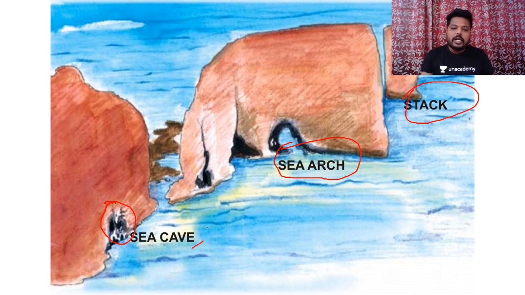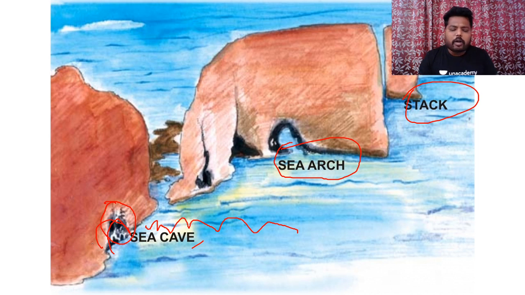Clear? So in general, when sea waves come and hit the coastal region, we have the development of a cave-like structure, and the formation of that cave-like structure also depends upon the rock structure which is present in the coastal region.